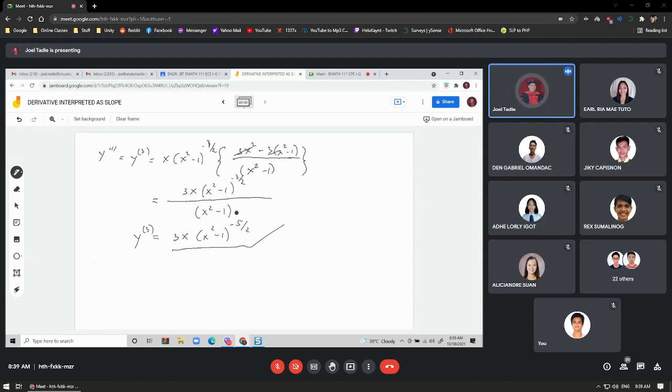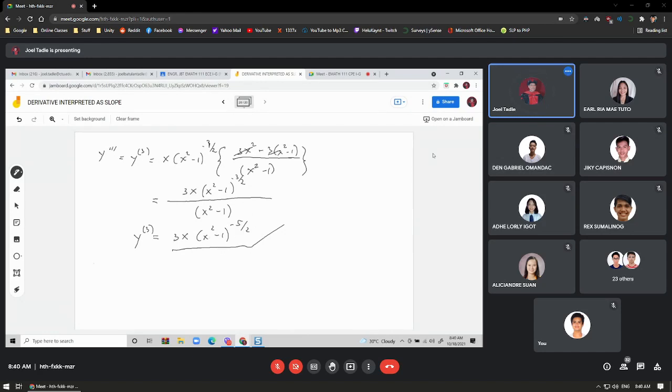Then, our final answer. It is now the same base. Since it is a quotient, we subtract: negative 3 halves minus 1. So the answer is negative 5 halves. 3x times quantity x squared minus 1 raised to the power negative 5 halves.